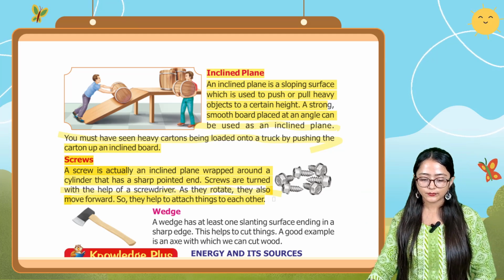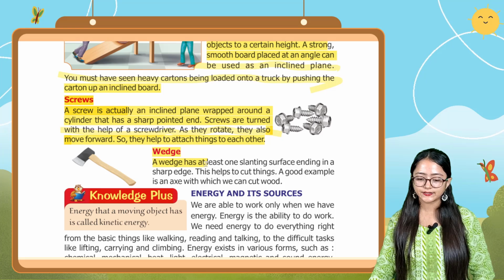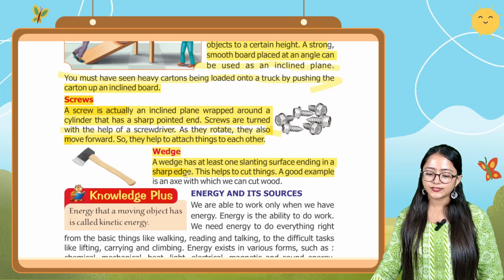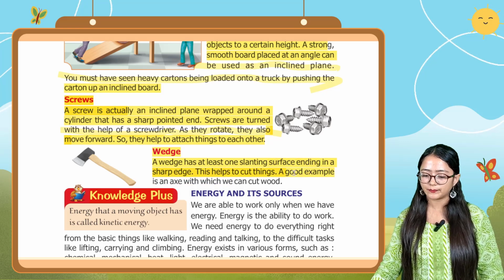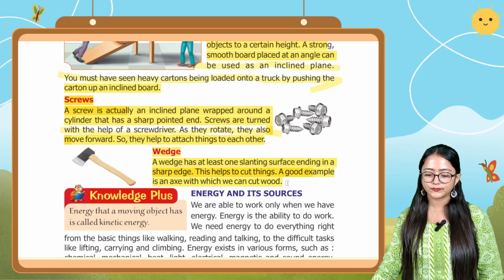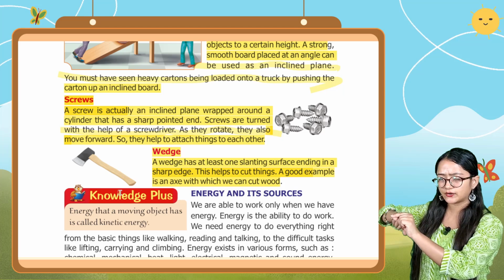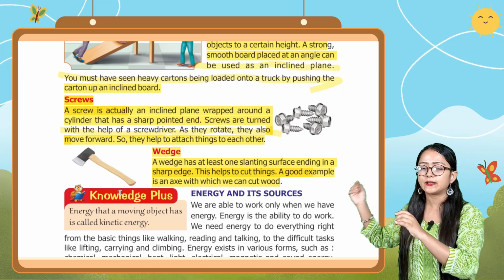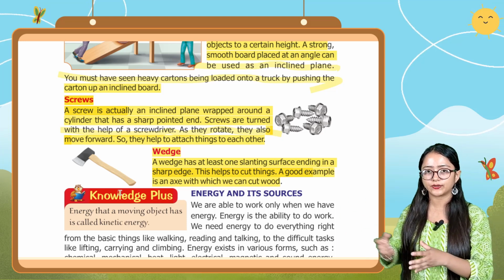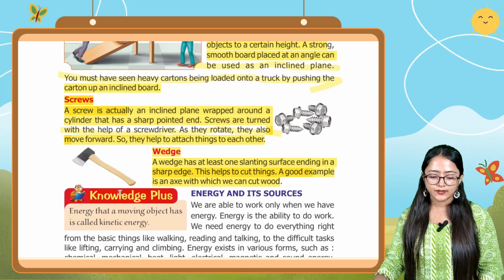Now we come to the next machine, that is the wedge. A wedge has at least one slanting surface ending in a sharp edge. This helps to cut things. A good example is an axe with which we can cut wood. A carpenter or a woodcutter uses an axe while cutting wood or a tree.